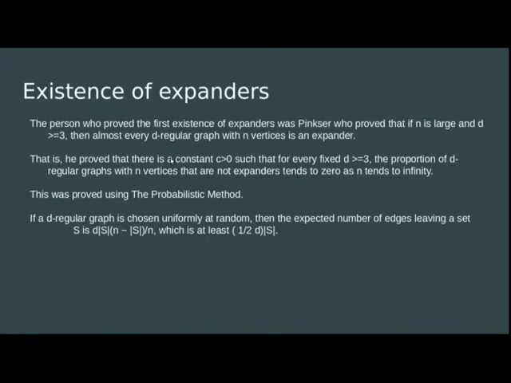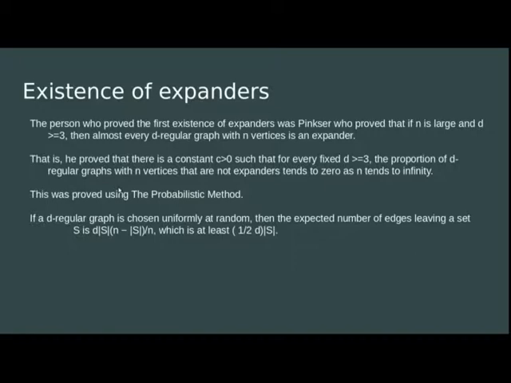The first person who proved the existence of expanders was Pinsker. He proved that if n is large and d is more than or equal to 3, then almost every d-regular graph with n vertices is an expander. That is, he proved that there is a positive constant c such that for every fixed d value, the proportion of d-regular graphs with n vertices that are not expanders tends to 0 as the value of n grows to infinity.